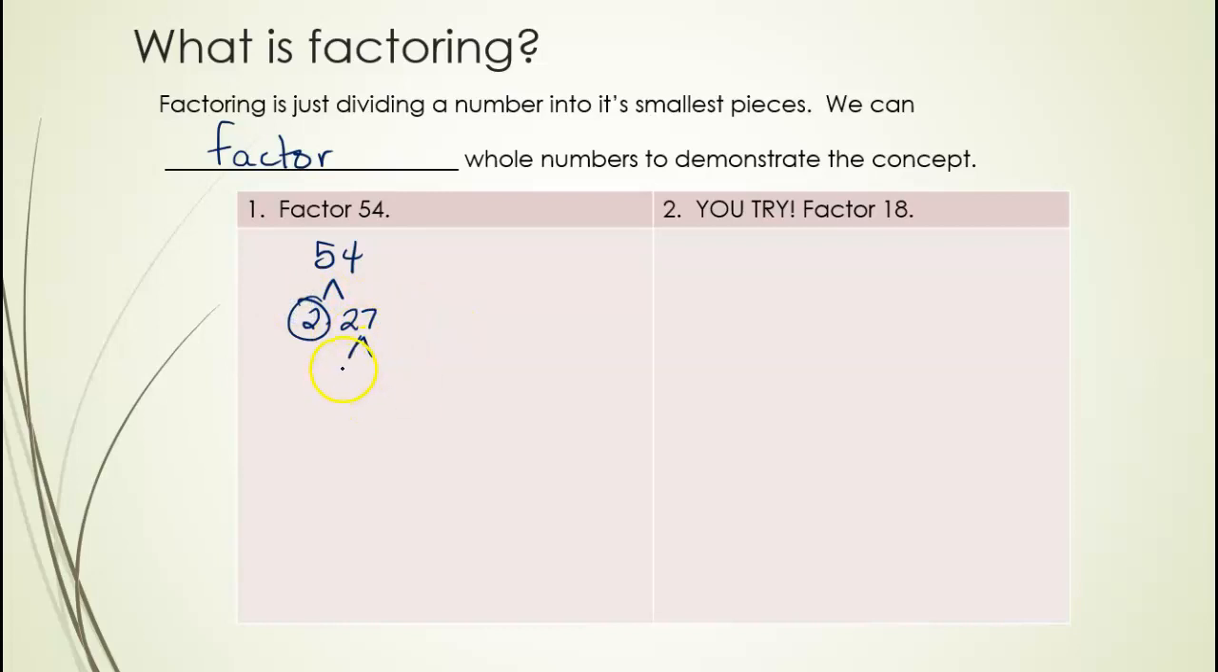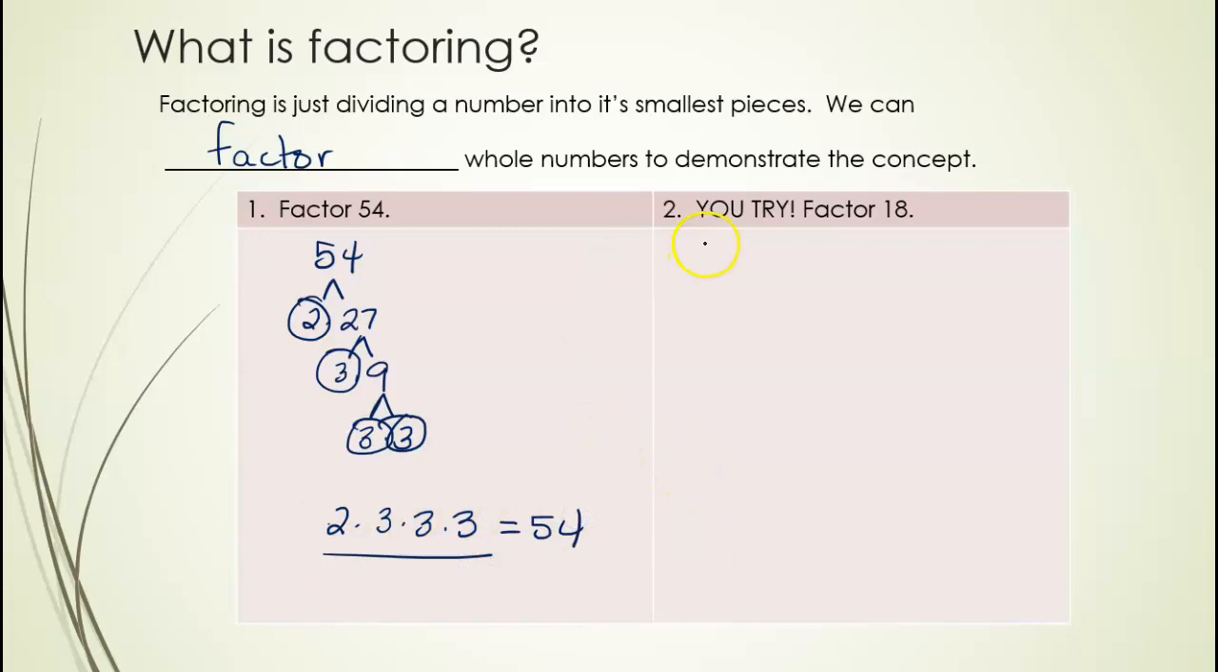27 can't be divided by 2, but it can be divided by 3, so 3 times 9 becomes 27. 3 is prime, but 9 is not. 9 is 3 times 3, so now I know that the factors of 54 are 2 times 3 times 3 times 3. There are 4 factors that multiply together to make 54.